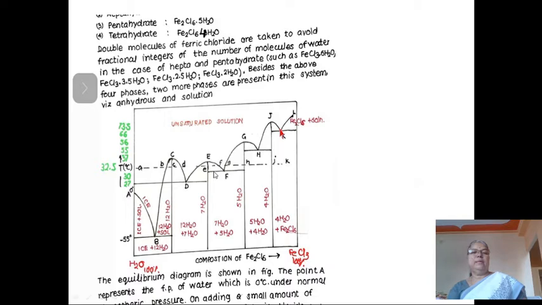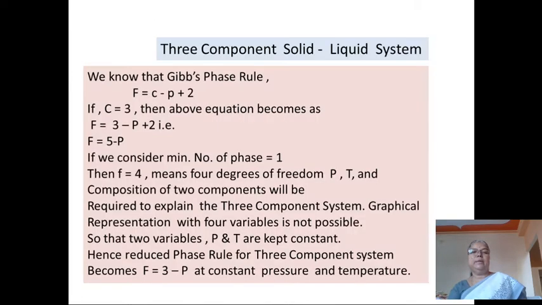And in this diagram, the points C, E, G and J are the congruent melting points of dodecahydrate, heptahydrate, pentahydrate and tetrahydrate respectively. You have learned this phase diagram. Then today you are going to learn the three component solid liquid system.